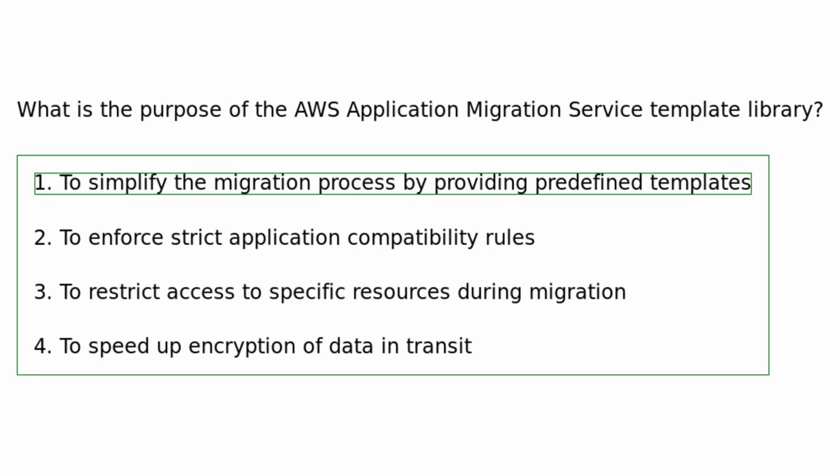The AWS Application Migration Service template library aims to simplify the migration process by providing predefined templates, reducing the complexity of migration tasks.